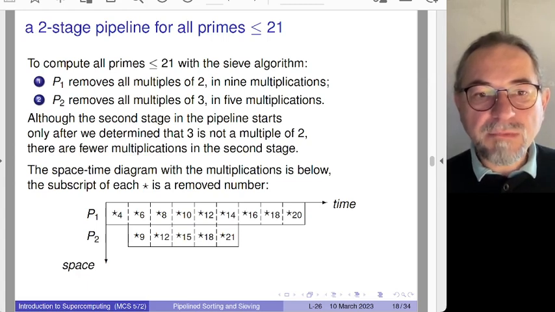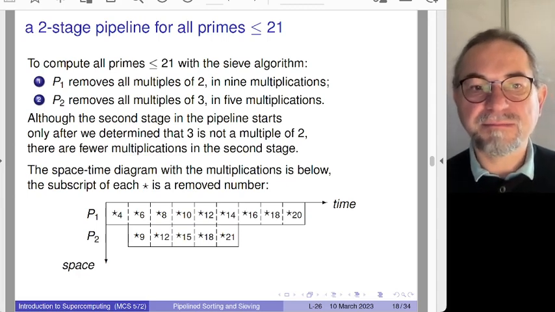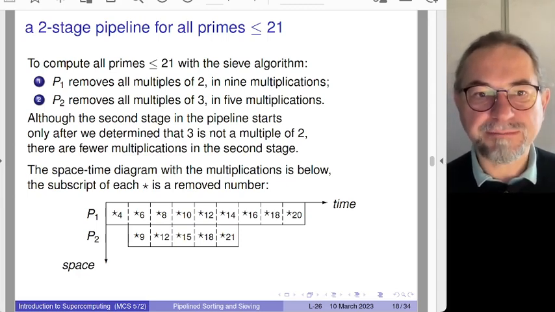When processor 1 will have wiped out 4, it will already have passed 3 to the next stage. And 9 will be wiped out, 6 will be wiped out simultaneously. So both processors will actually simultaneously start wiping out numbers.